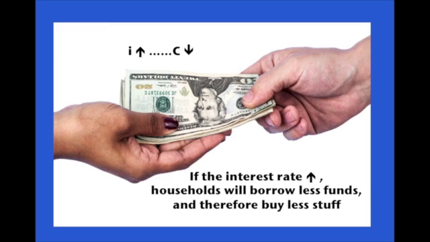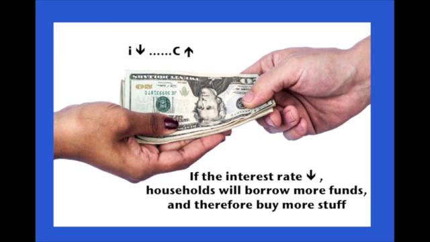If the opposite happens and interest rates decrease, then households will want to borrow a greater amount of money since the cost of borrowing is lower, and then they will buy more stuff with this borrowed money. So when the interest rate decreases, consumption increases. As you can see, there is an inverse relationship between interest rates and consumption spending.